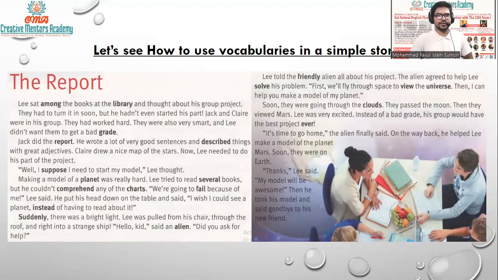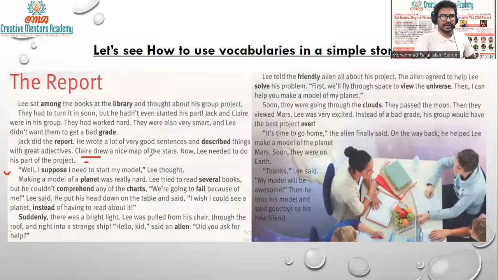Lee sat among the books at the library and thought about his group project. They had to turn it in soon, but he hadn't even started his part. Jack and Claire were in his group. They had worked hard. They were also very smart, and Lee didn't want them to get a bad grade. Jack did the report. He wrote a lot of very good sentences and described things with great adjectives. Claire drew a nice map of the stars. Now Lee needed to do his part of the project.